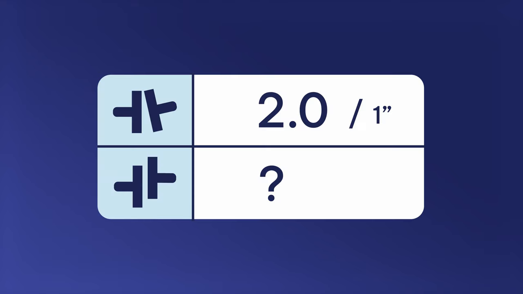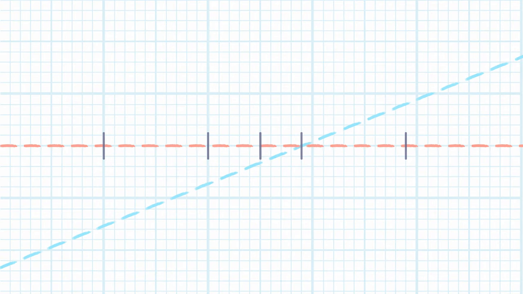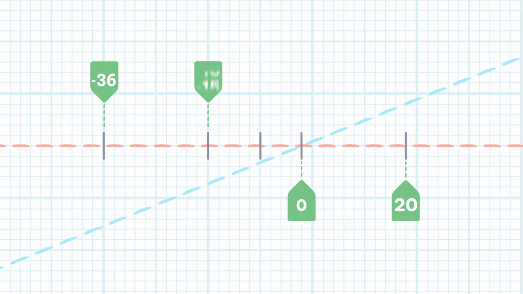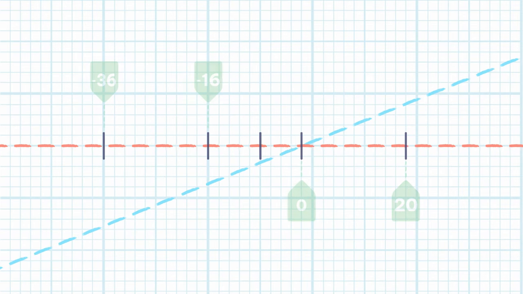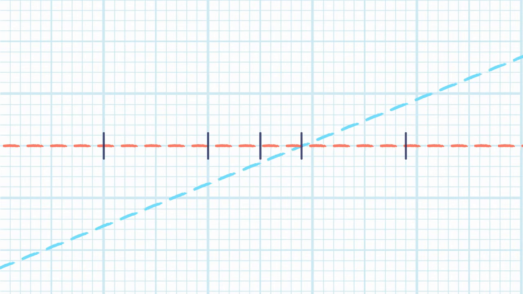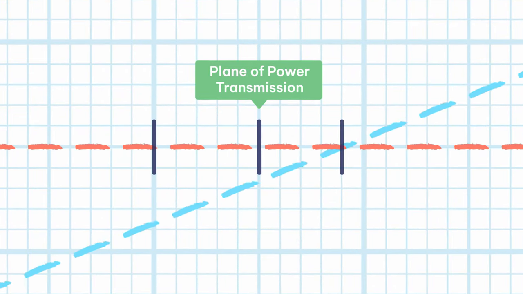Now, what about the offset? As you can see from the graph, the offset is now a different amount at every point along the shaft center lines. You might ask why the offset is expressed as a single number. It is because there is a standard reference point for offset misalignment at the plane of power transmission, typically at the center of the coupling.